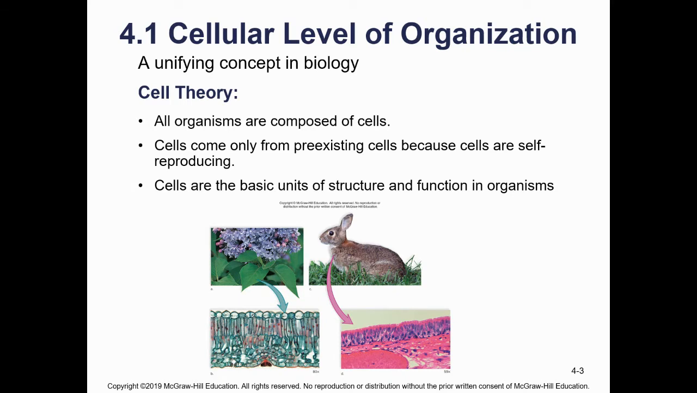Cells are the basic units of structure and function in organisms. So our body, composed of 35 trillion cells, more or less, depending on how big you are, but somewhere in that range is average for an adult human.